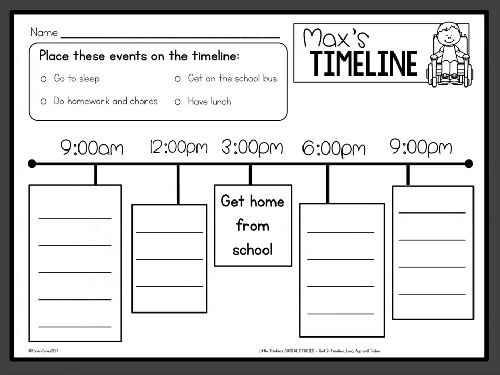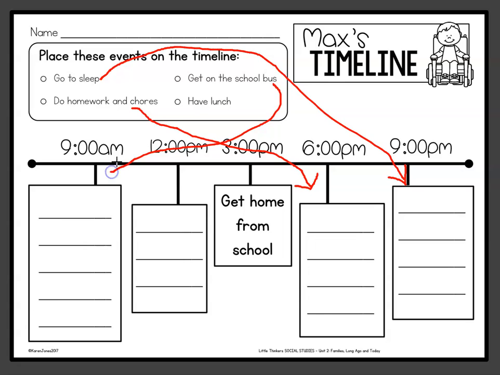And then we would have, oh, perfect. Okay, so go to school is going to go over here. Okay, do homework and chores is going to go over here. Get on the school bus is going to go in the morning. And then this says have lunch. So where's our last place? We have this box is taken, this box is taken, this box is taken, and we have one here left, right? So have lunch is going to go right at noon, right in the middle of the day when you'd be hungry.